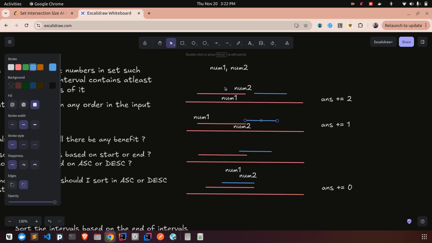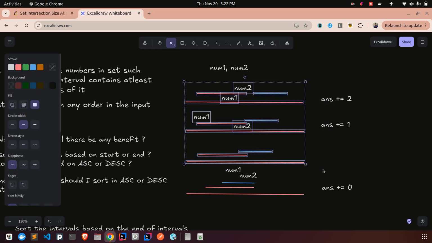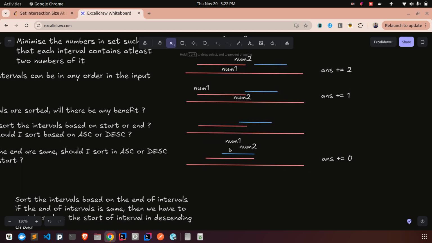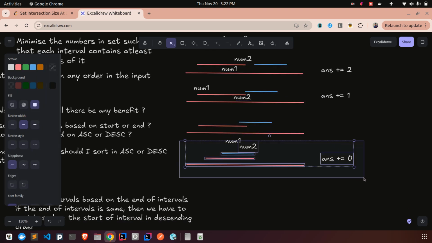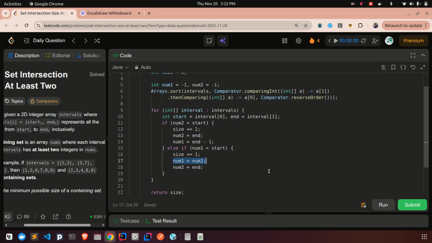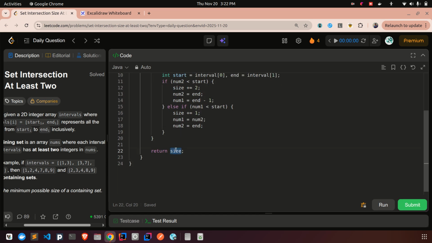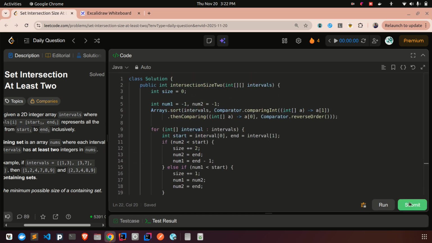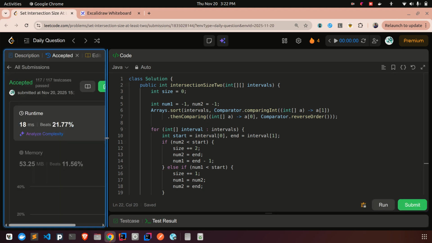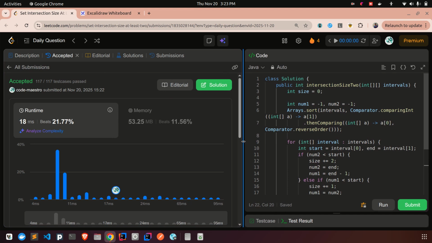And if both of these conditions are not satisfied, that means my interval automatically lies in this combination, so I don't have to do anything. And if you perform this entire calculation, the size would be our final answer. Let's try to submit the solution. As you can see, it is a pretty efficient solution, and all the test cases were passed.